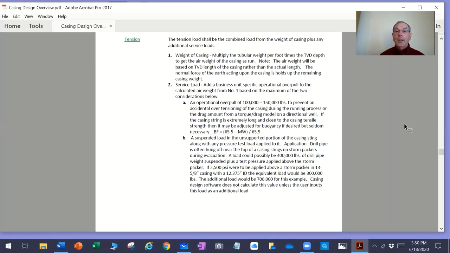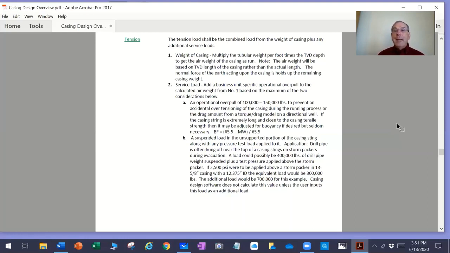Sometimes people will adjust this air weight number for buoyancy if necessary, but that's a preference of company and a specific operator, whether you want to adjust it for air weight or buoyancy or not. I always just use air weight, but I'm not suggesting that. It's just that if your number exceeds air weight, then you can take buoyancy into consideration.